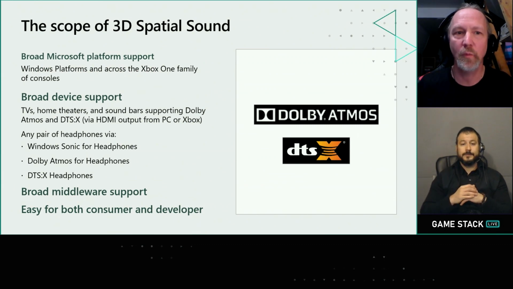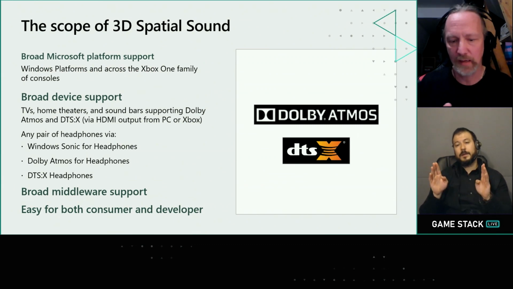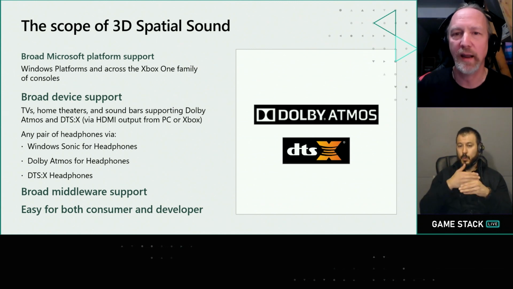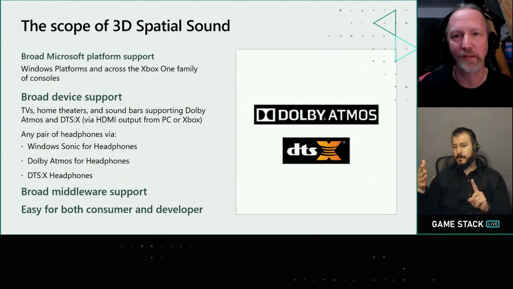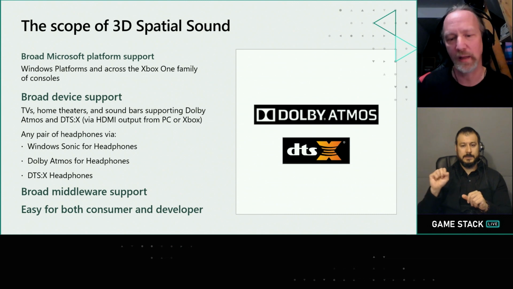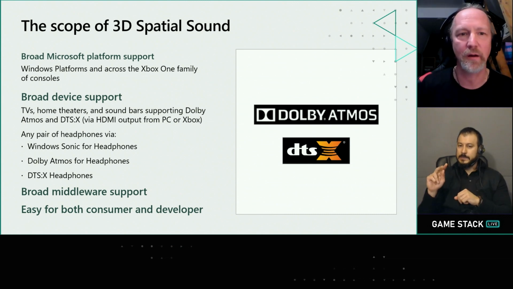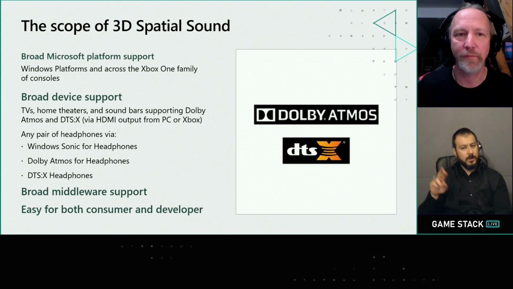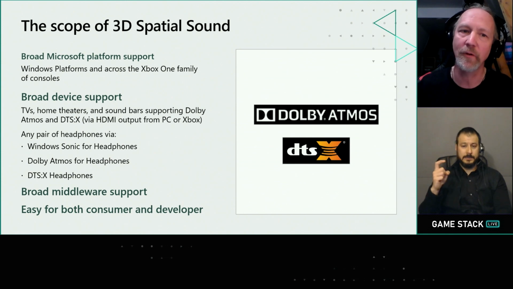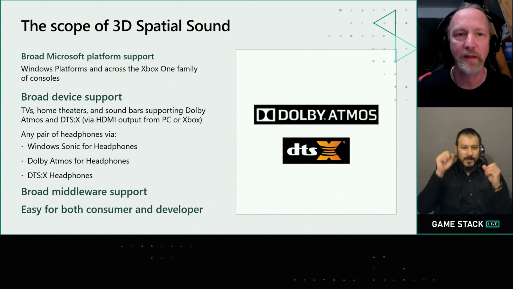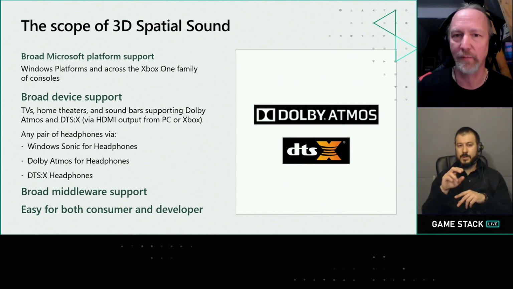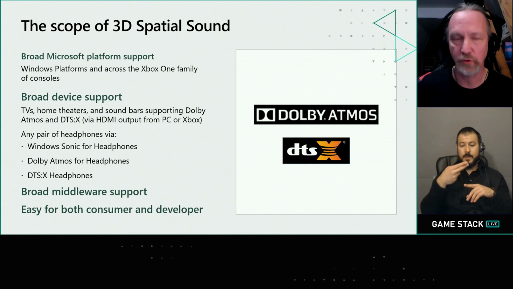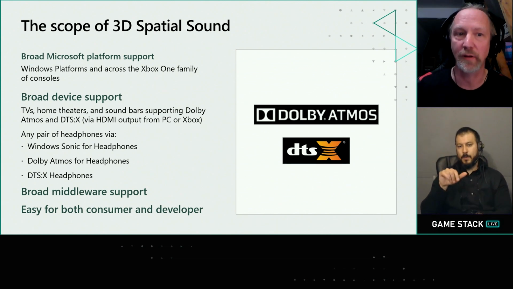Now, we have broad platform support. It's on Windows and the entire Xbox family, from Xbox One all the way through Xbox Series X and S. Broad device support, TVs, soundbars, AVRs, with full support for Dolby Atmos and DTS:X, as I mentioned. But maybe most importantly is over headphones. You can use any pair of headphones that you want. And we offer 3 different kinds of renderers. One is Windows Sonic for headphones, which came from the HoloLens. We have Dolby Atmos for headphones and DTS:X for headphones.